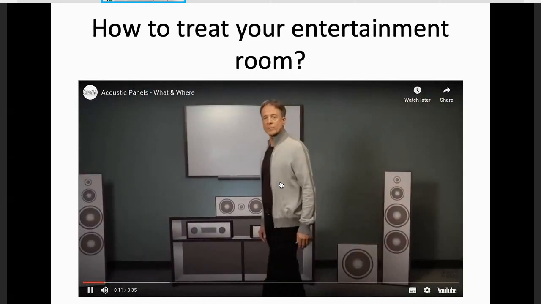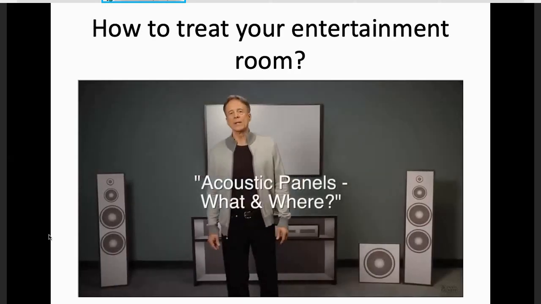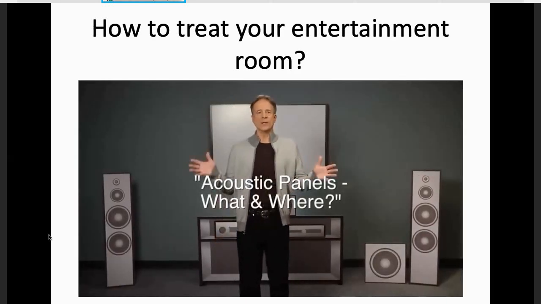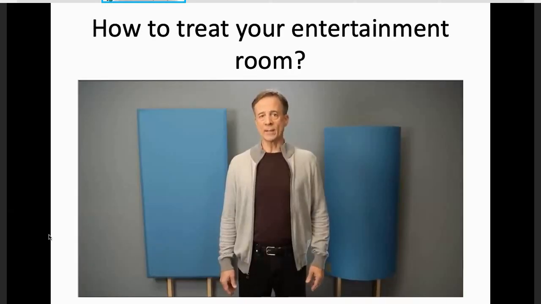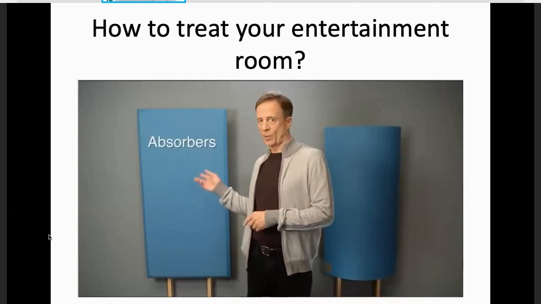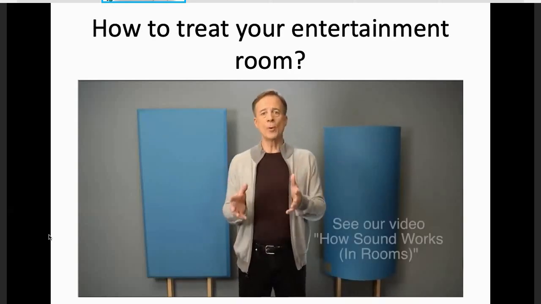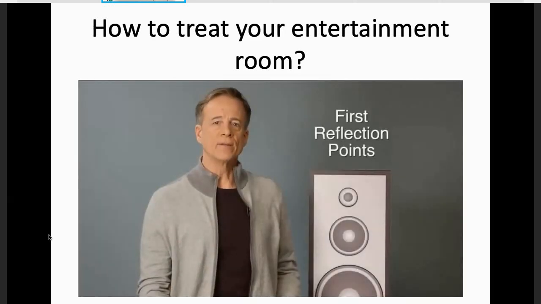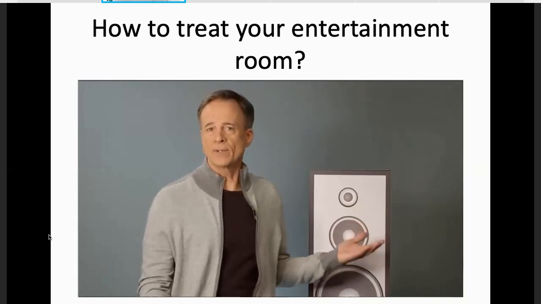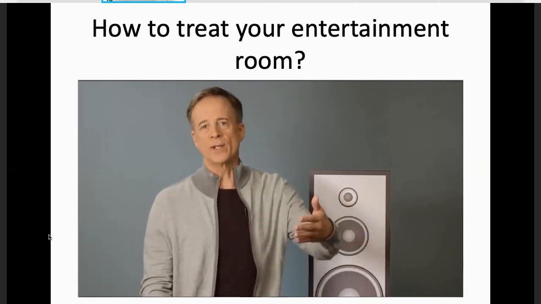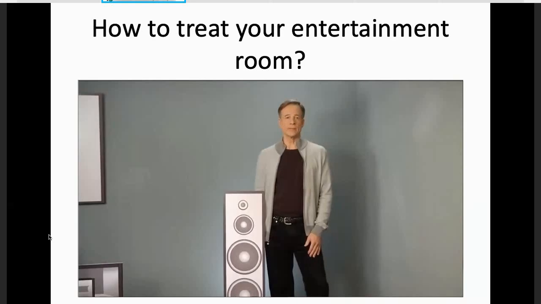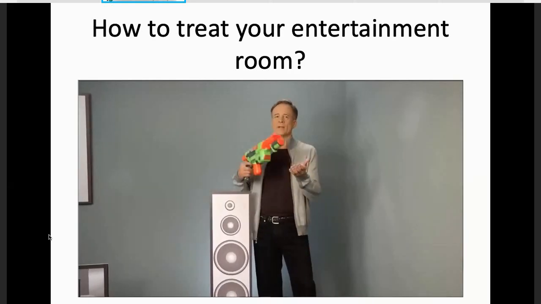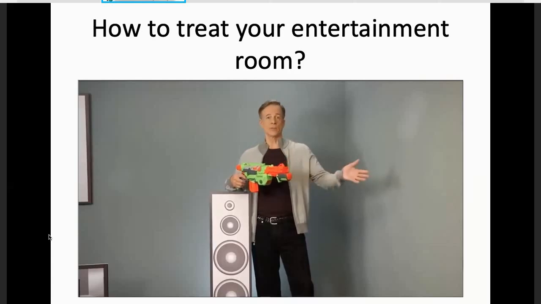We talk with thousands of people about acoustic panels, and they all ask us what and where. So what are acoustic panels? There are two types, absorbers and diffusers, and they're both important to improving the sound of your room. We'll start by finding the first reflection points, which are simply the places sound bounces after leaving your speakers on the way to your ears. First reflection points have the first and worst effect on sound in rooms. I'll use my Nerf gun to find the first reflection point on this wall.